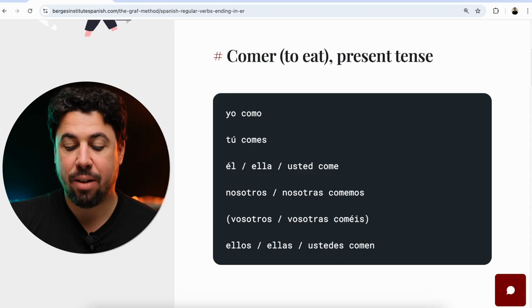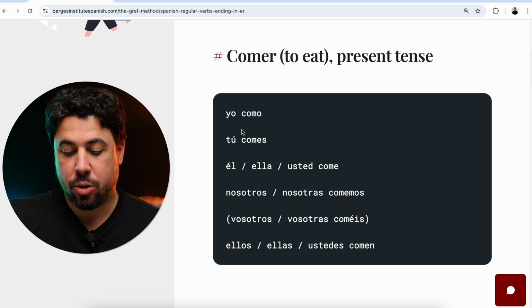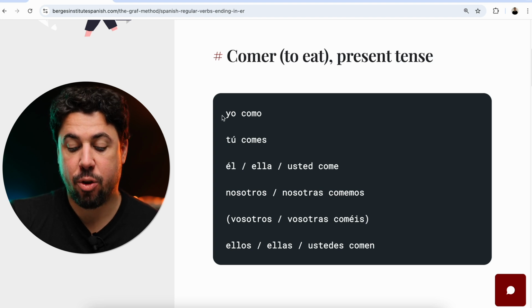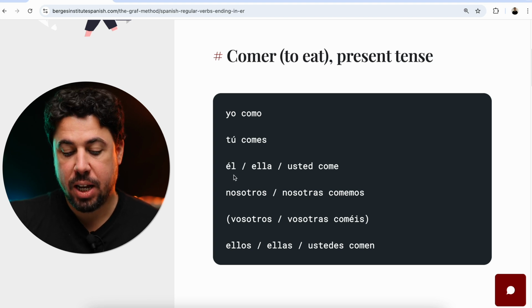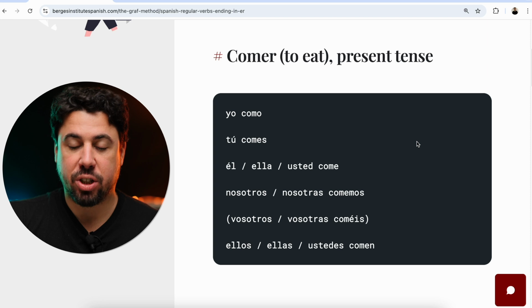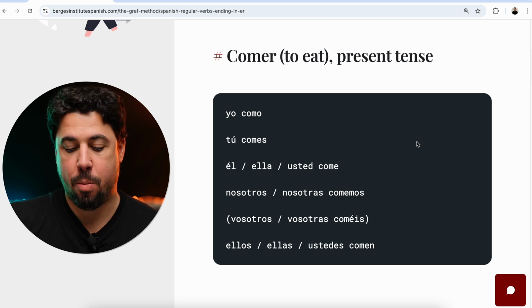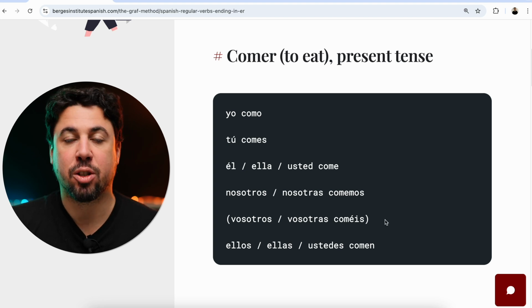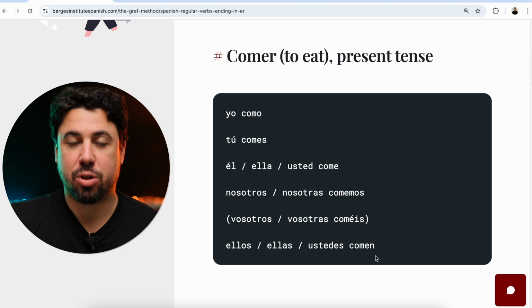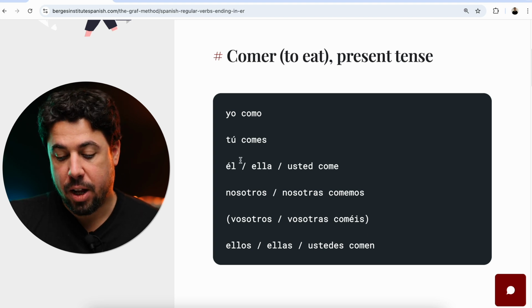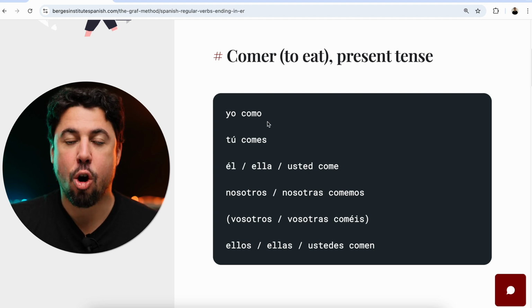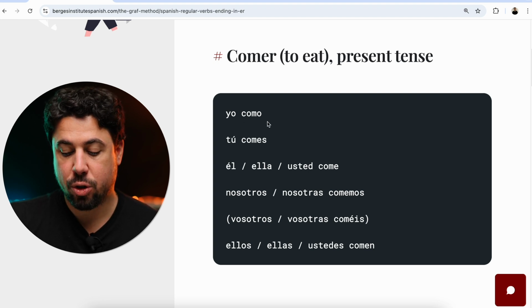The second category is going to be verbs ending in ER. Here we have comer, which is one of those. To conjugate comer in the present tense, we'll have yo como, I eat. Tú comes, you eat, you one person. Él, ella, usted come, he or she eats, and also you eat, singular formal. Nosotros, nosotras comemos, we eat. Vosotros, vosotras coméis, you all eat. Ellos, ellas, ustedes comen, they eat, and also you all eat, formal version. So let me say the whole thing without the personal pronouns. Como, comes, come, comemos, coméis, comen.